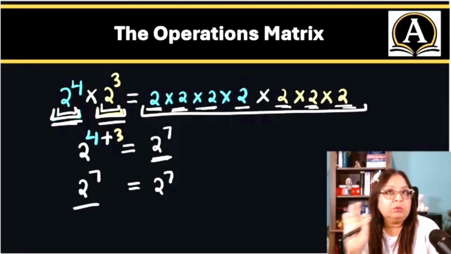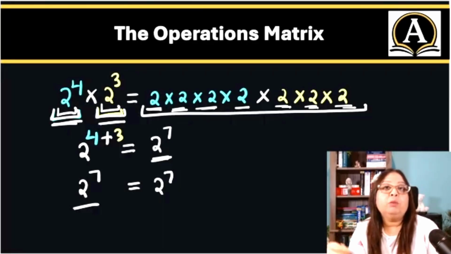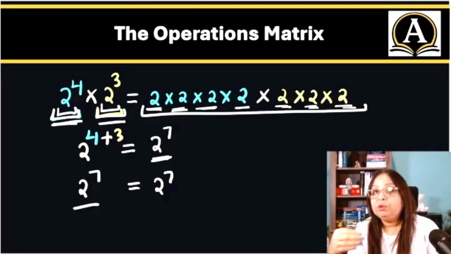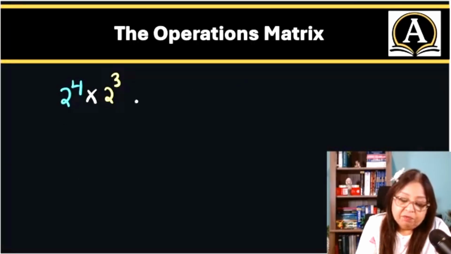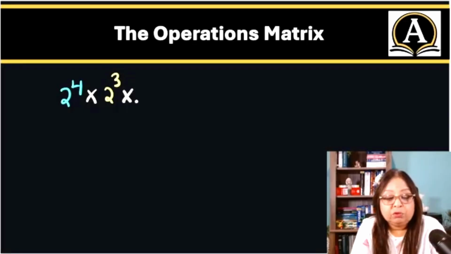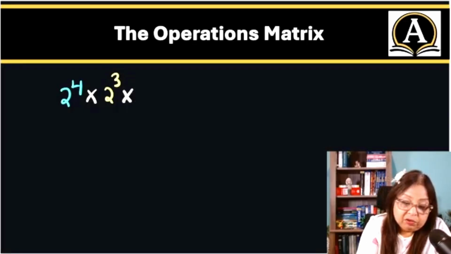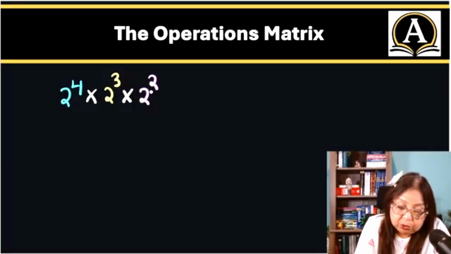But instead of just two numbers, just two power expressions, I could have any number of power expressions multiplying each other. The rule would remain the same. The pattern would remain the same. What that means is this. Here's what I mean. If instead of having just 2 to the power 4 times 2 to the power 3, I also have 2 to the power 2.